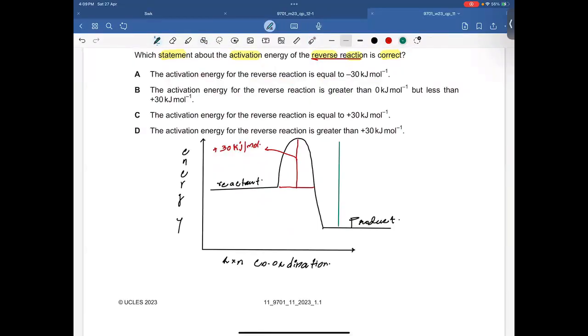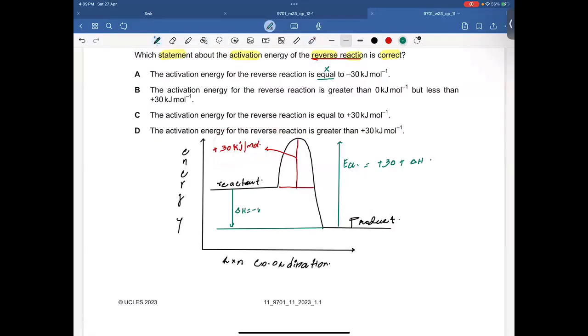And obviously this activation energy is the sum of plus 30 and delta H. That means it is not equal. It must be greater than 30, because we have delta H now. This is the delta H for the forward reaction.